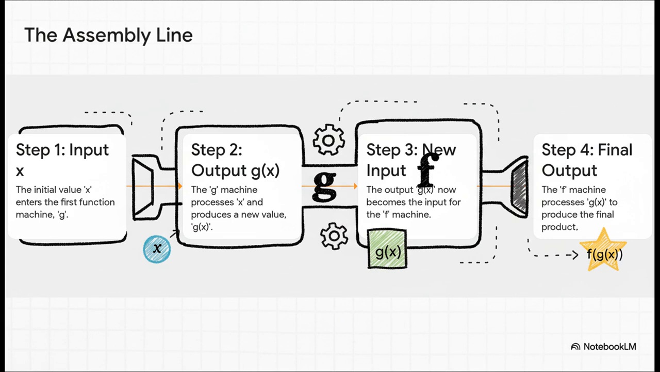Let's trace the path on our assembly line. So your starting material, x, goes into the first machine, the g machine. It gets processed, and out comes a new part, g of x. But we're not done. That part immediately gets put on the conveyor belt and goes straight into our second machine, the f machine. And what comes out at the very end? That's our final product, f of g of x.